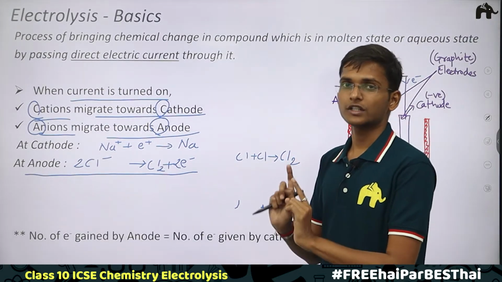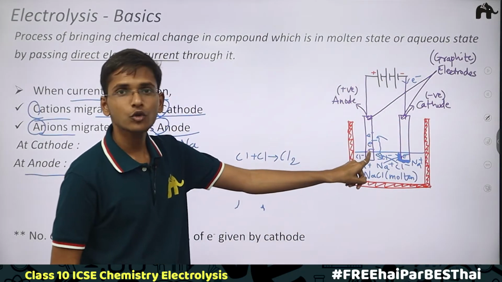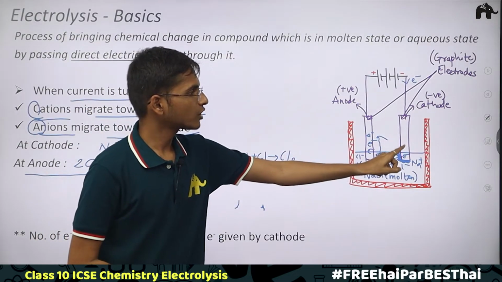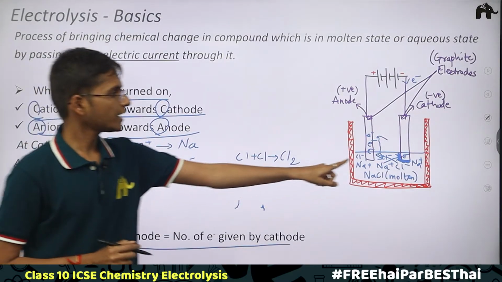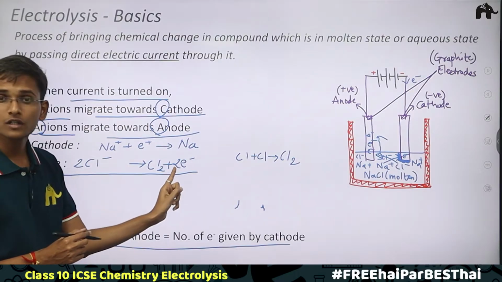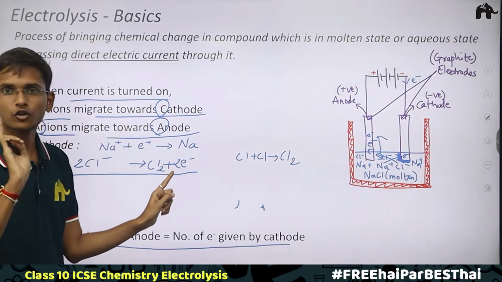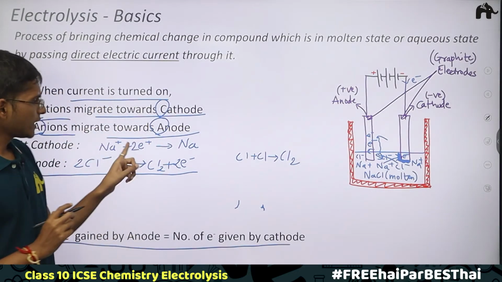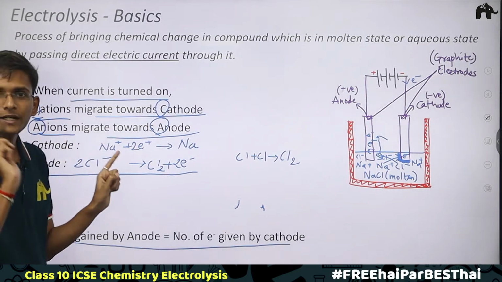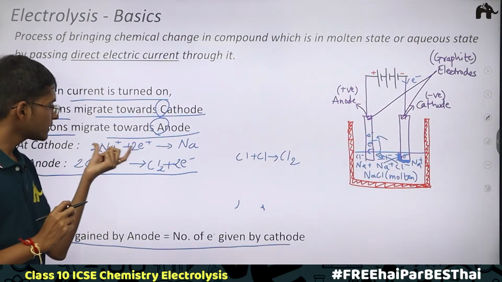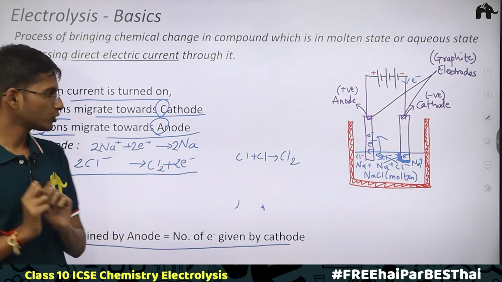Now we have to remember one very important thing. In electrolysis, the number of electrons gained by the anode is always equal to the number of electrons given by the cathode. Here the anode has gained how many electrons? See, 2 electrons. So it is always equal to the number of electrons given by the cathode, so the cathode would also give 2 electrons. If the cathode is giving 2 electrons, then 2 sodium ions must be required to accept those 2 electrons, right? Because 1 sodium ion accepts 1 electron. See, 2 sodium ions. Now these 2 sodium ions accept these 2 electrons, and they become 2 sodium atoms. Clear?